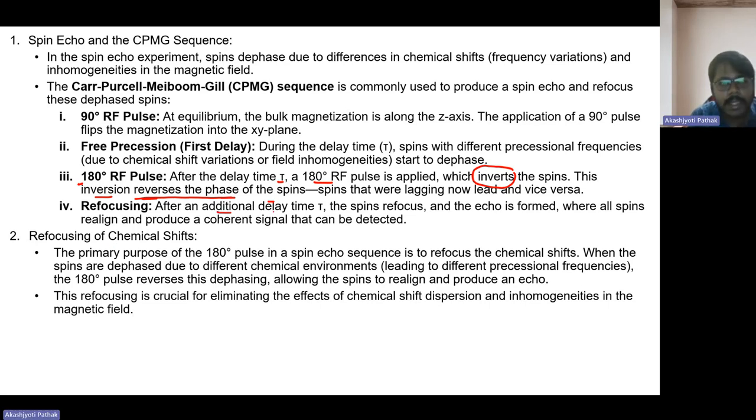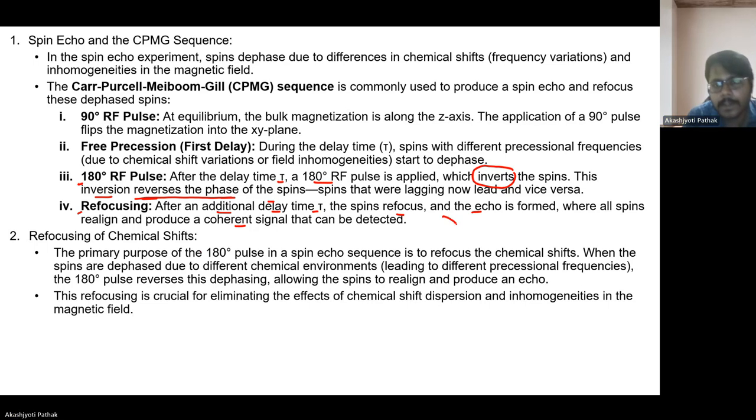So after an additional delay time tau, the spins refocus and the echo is formed, where all spins realign and produce a coherent signal that can be detected. Okay, so refocusing. I think the concept is clear: all spins realign and produce a coherent signal that can be detected. It is a coherent signal because the nuclear spins are realigning back together at a common point. Then we'll get the magnified signal.